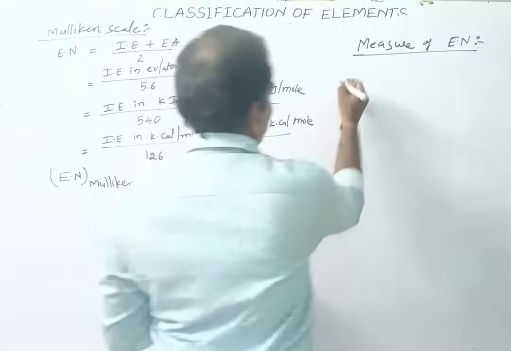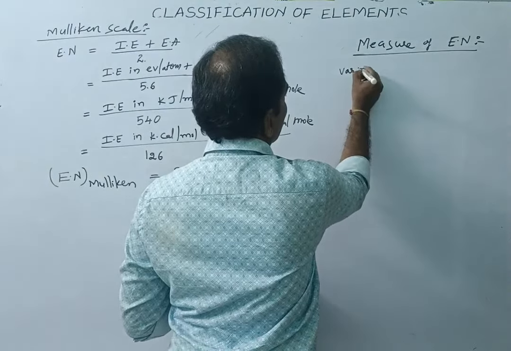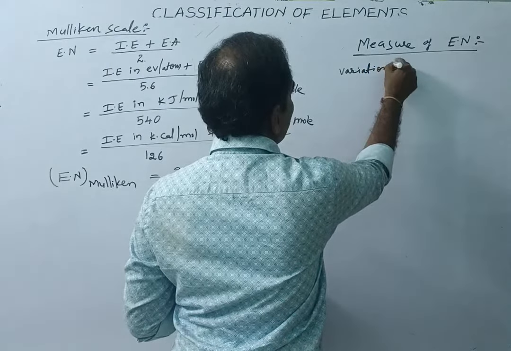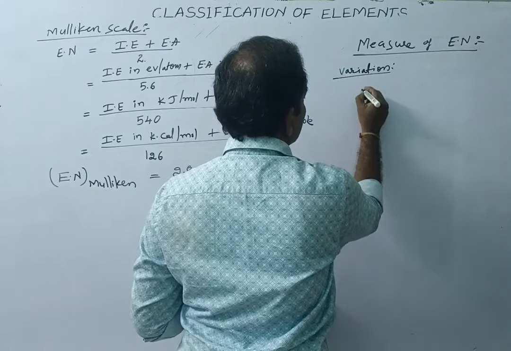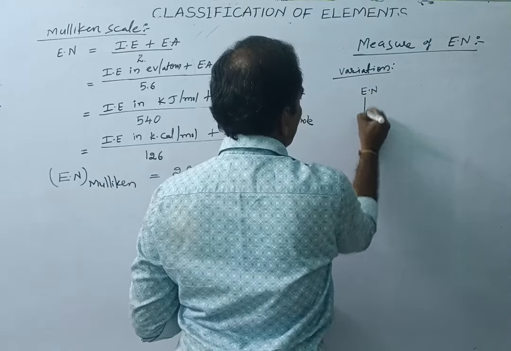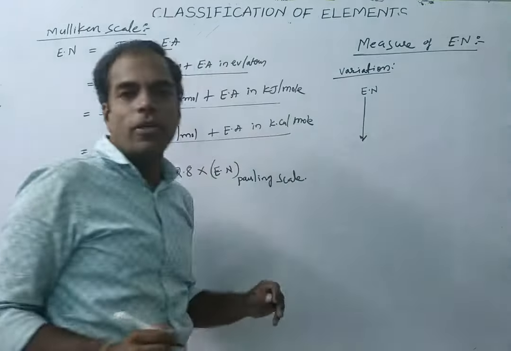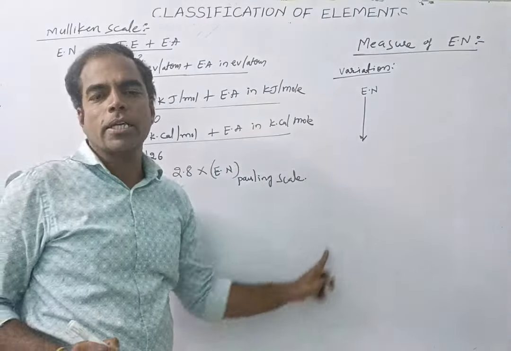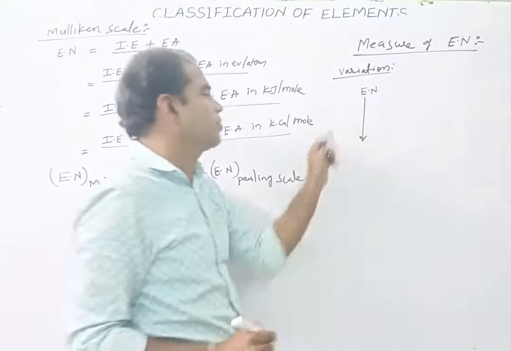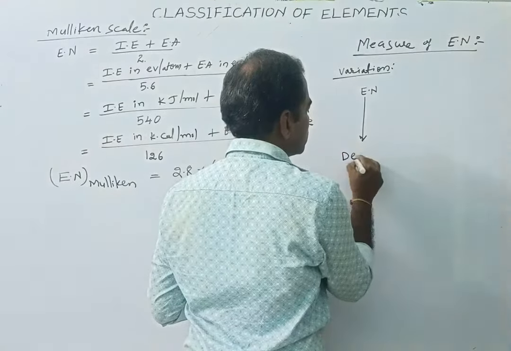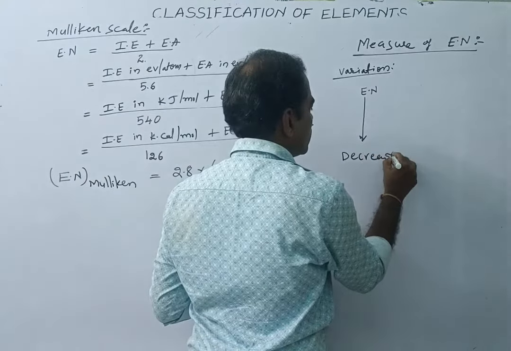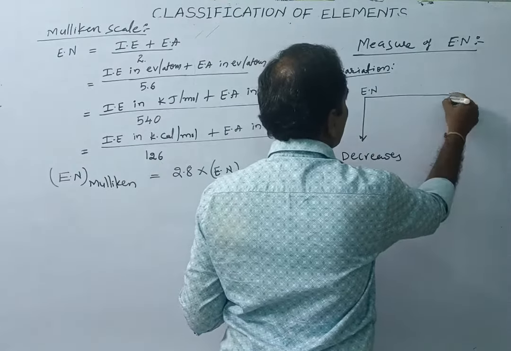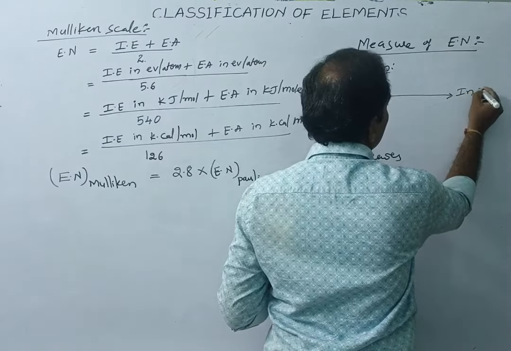Next one, variation. Variation in groups of electronegativity values. Down the group, what happens? Atomic radius increases, which means electronegativity decreases. From left to right, electronegativity increases.